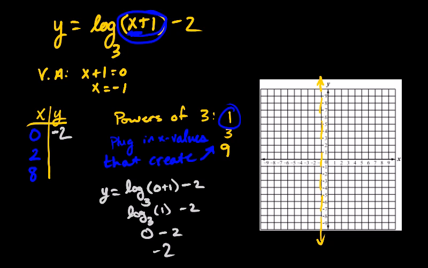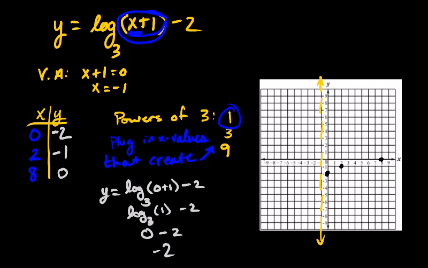When you plug in 2, you get 3 on the inside, so the log base 3 of 3 is 1, and 1 minus 2 is negative 1. When you plug in 8, you get 9 on the inside, so the log base 3 of 9, that exponent would be 2, and so 2 minus 2 is 0. You've got 3 points, so go ahead and graph those: 0, negative 2; 2, negative 1; and 8, 0.